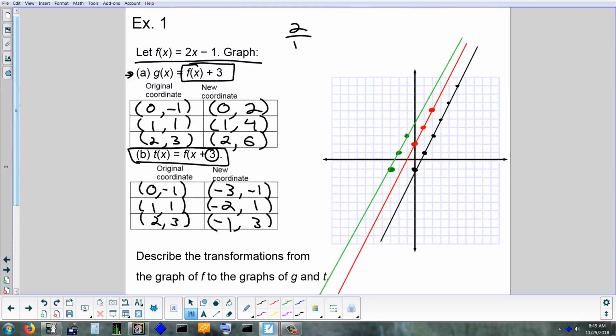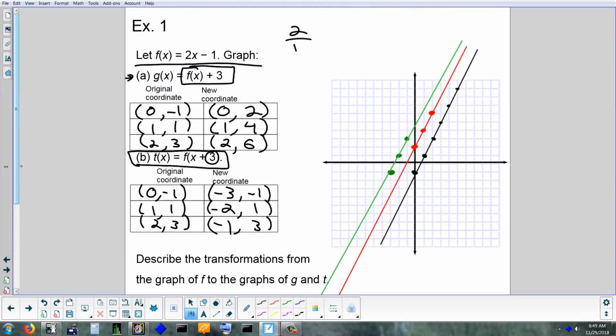We said it shifted up 3 units. So write exactly that. I'm just going to put it right next to the original problem. Do you guys have room? You could put it right there. Yep. All right. So shift up 3 units. We asked you to describe it, guys. That's how you would describe it. That's it. Shift up 3 units.